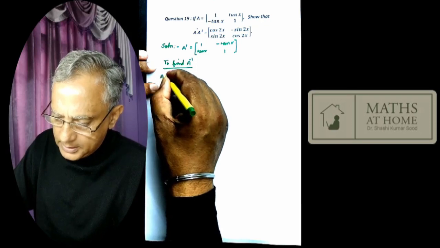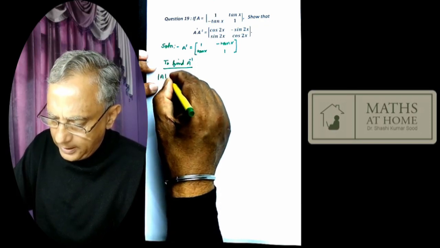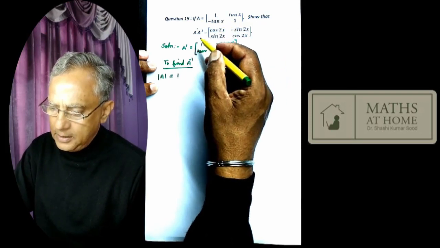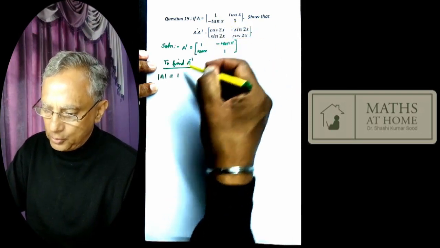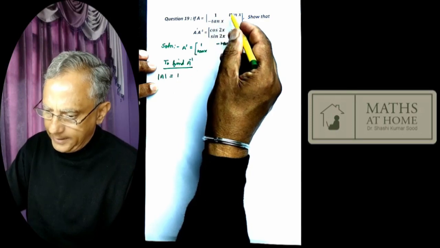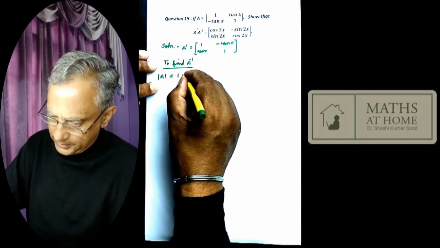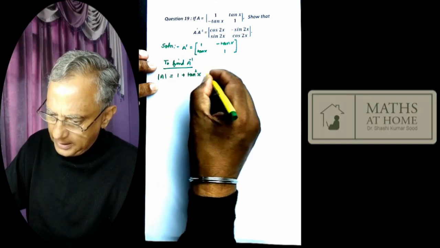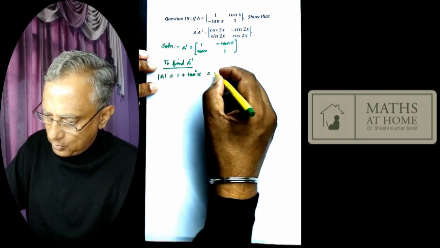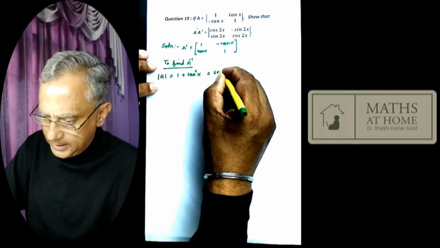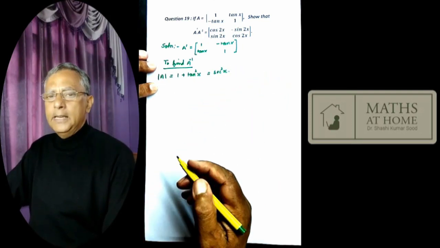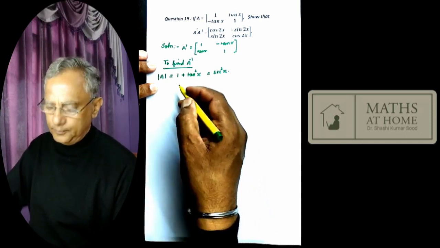A inverse, we first find determinant of A. Determinant of A is this into this is 1 and minus this into this, minus minus plus tan square x, and this is equal to secant square x. This is secant square x.